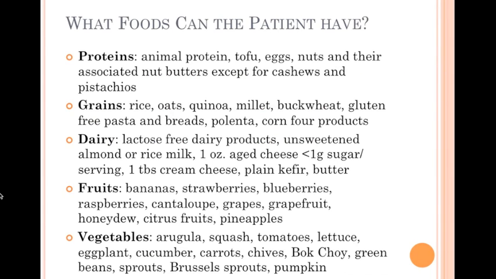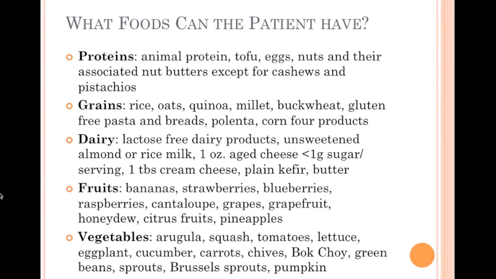So now that we have talked about foods that we should reduce or eliminate in the diet, we also want to talk about what foods the patient can have during the reduction of FODMAPs. This slide provides some examples from each food group. All animal proteins, you may notice, are low in FODMAPs. Nuts, with the exception of cashews and pistachios, along with their associated nut butters, are acceptable as well.